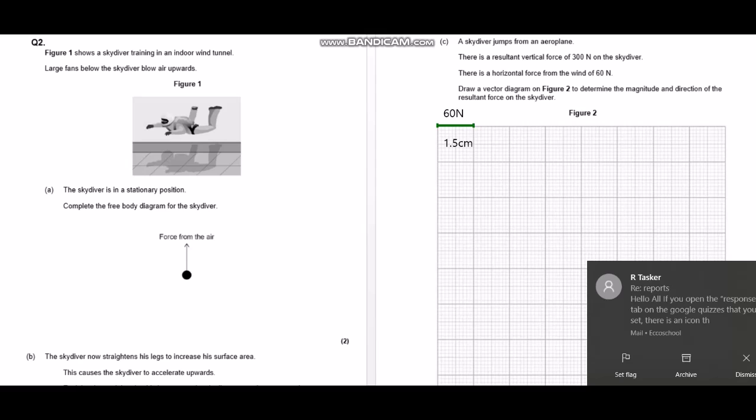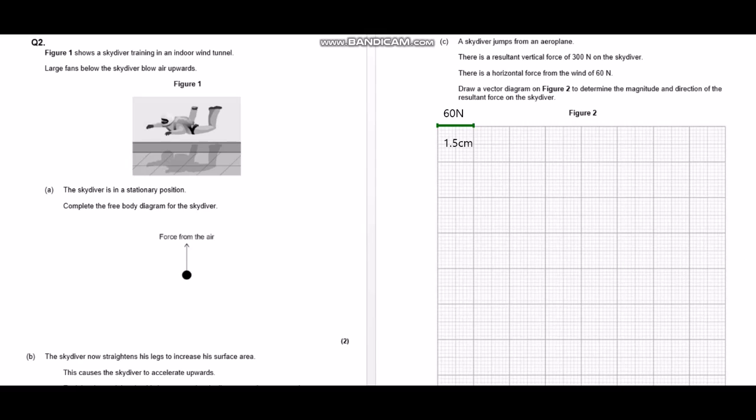So the 300 newtons is going to be 5 large squares, because 60 times 5 equals 300 newtons, vertically upwards. Whilst the horizontal force from the wind is going to be one big square, and I'm going to draw that to the right. Now I'm going to draw a dotted line from the edge of the 60 newtons horizontal force all the way up to in line with the 300 newtons.